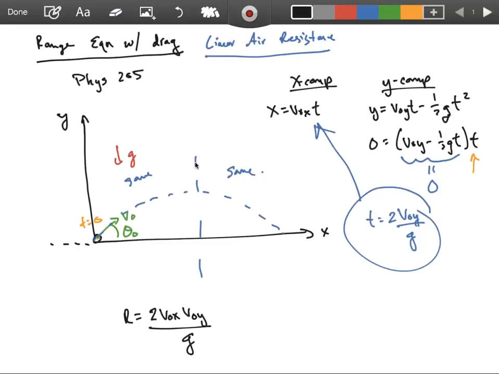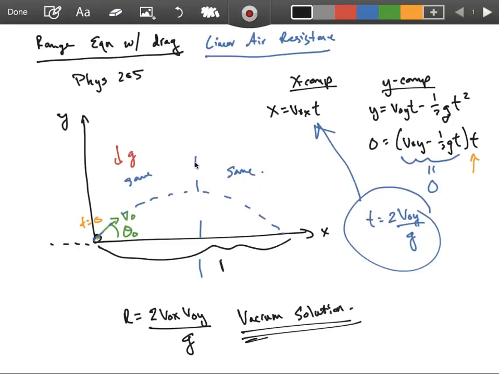Now, again, this is what happens in vacuum. So this is going to be our vacuum solution, where things don't have any air resistance at all. So again, this thing is completely symmetric, which means the distance that this thing travels is that distance of R.